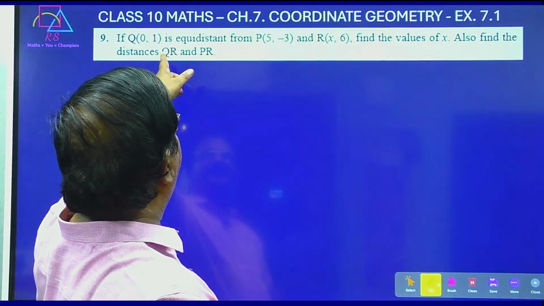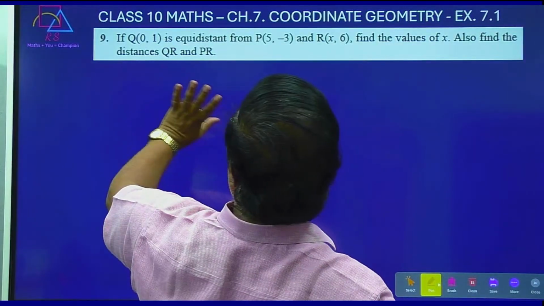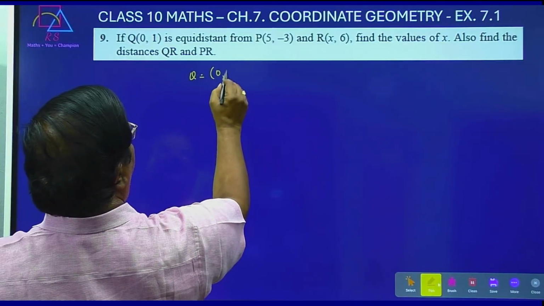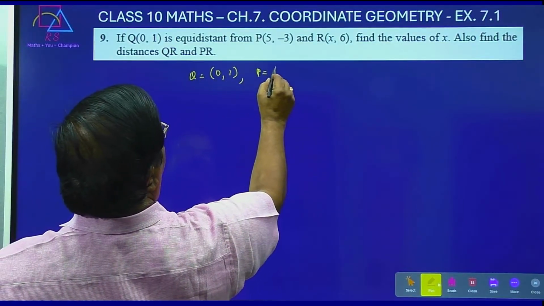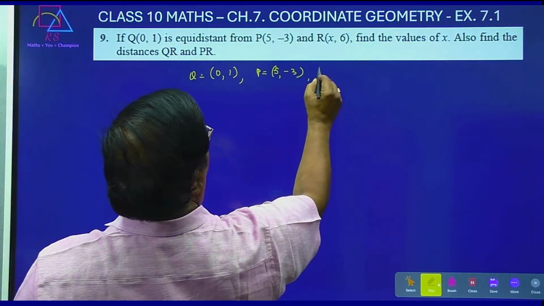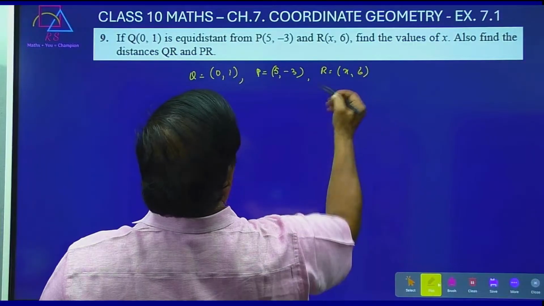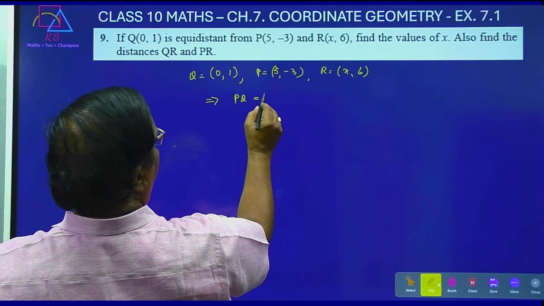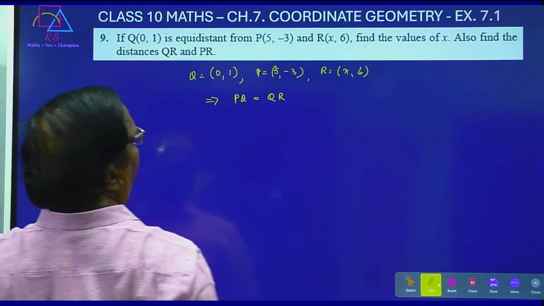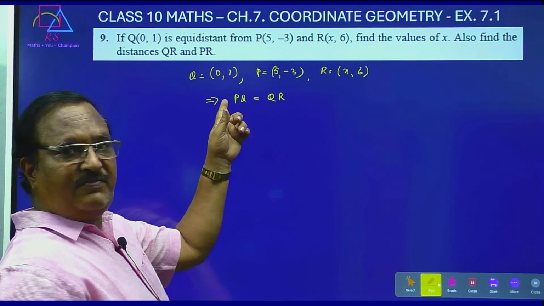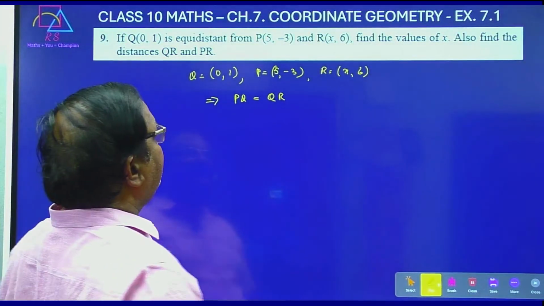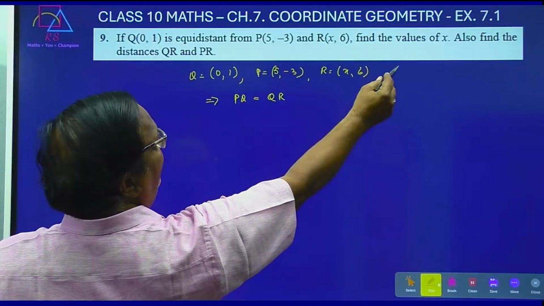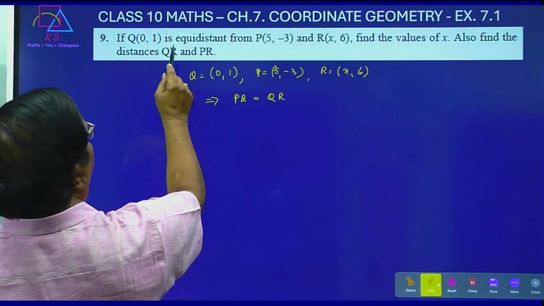Q is equidistant from P and R. Let me write first Q is equal to 0 1, P is equal to 5 minus 3, and R is equal to x and 6. Q is equidistant, that means PQ is equal to QR. Okay, so Q is equidistant from P and R. Find the value of x and also find the value of QR and PR.